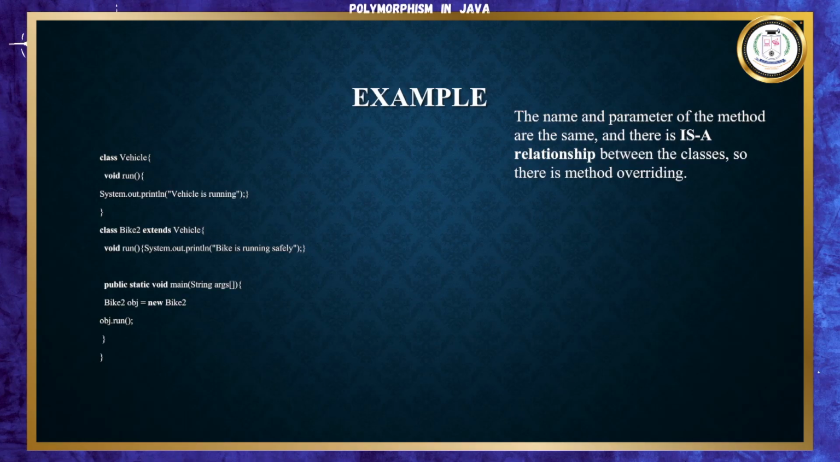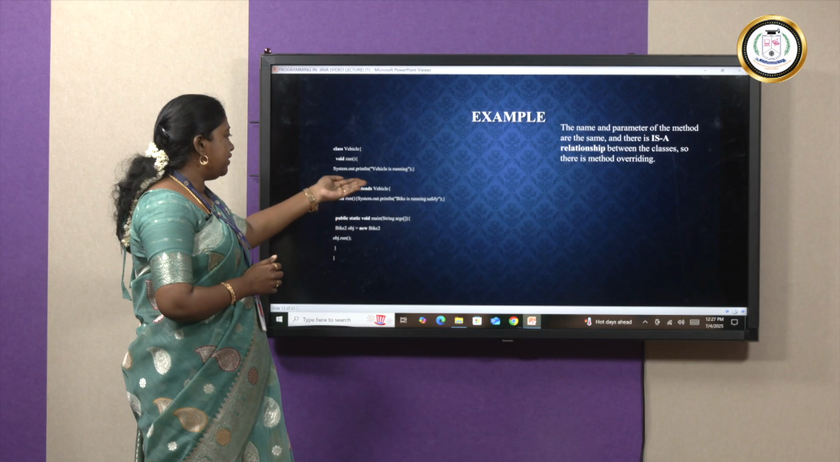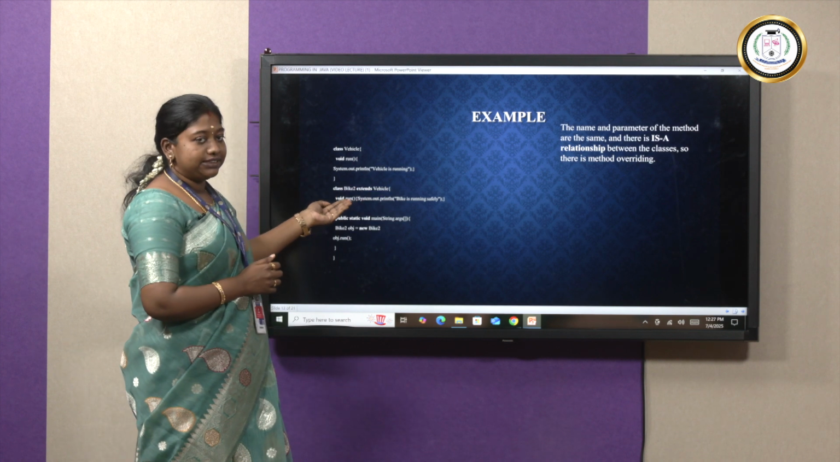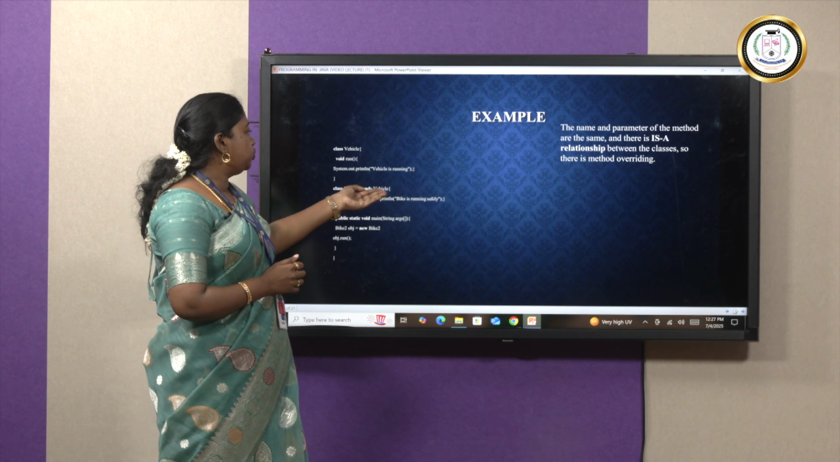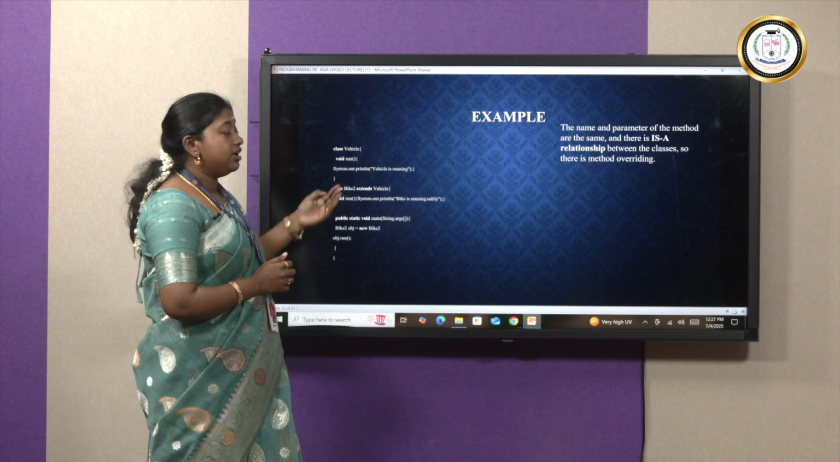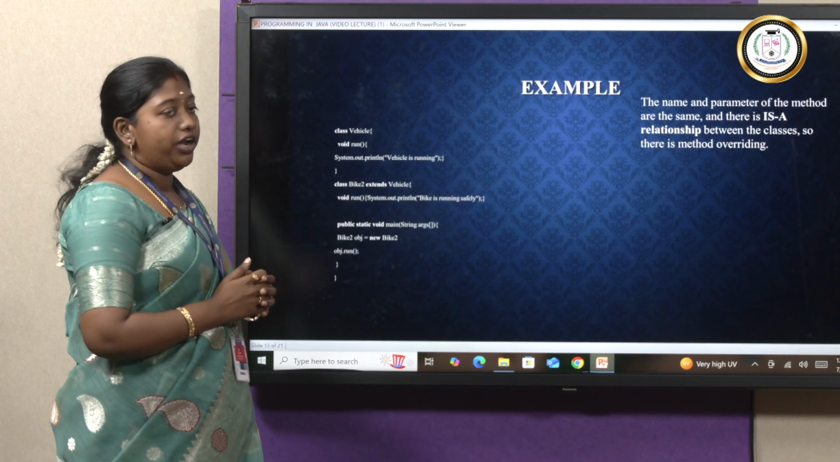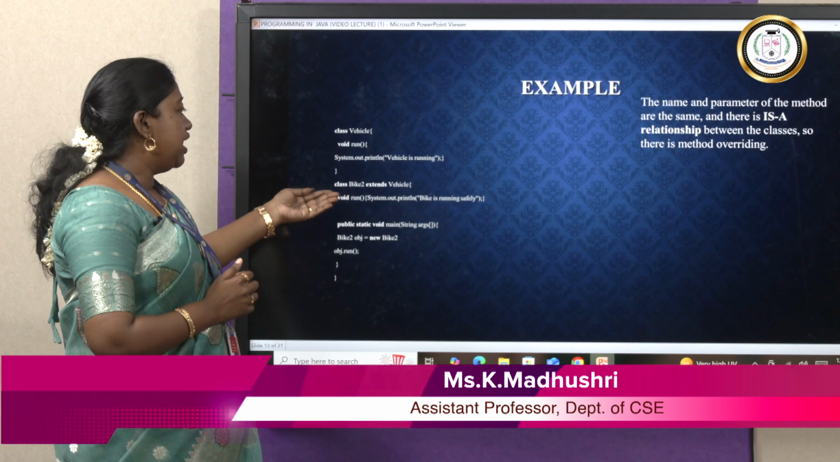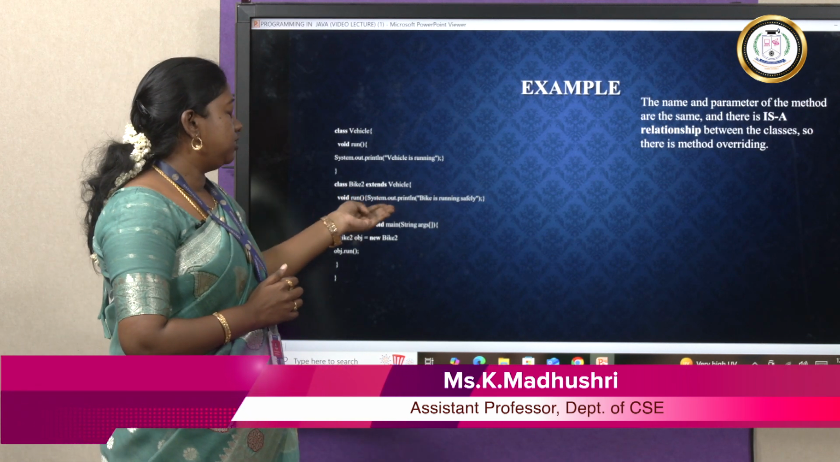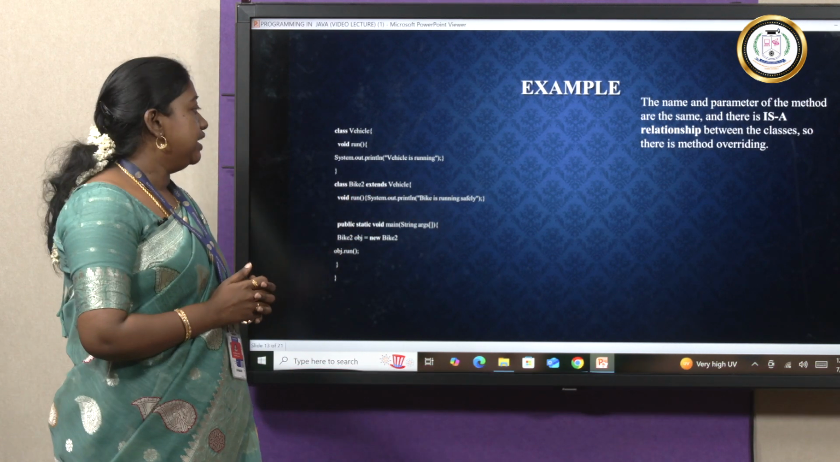This is an example for method overriding, where the class name is Vehicle and void run is a function of the class Vehicle, with a print statement: vehicle is running. The second class, the child class Bike, extends Vehicle. So Bike is a child class extending from the parent class Vehicle. The extends keyword is used during inheritance. Void run is again the function name used here in the child class, and the print statement is: bike is running safely.